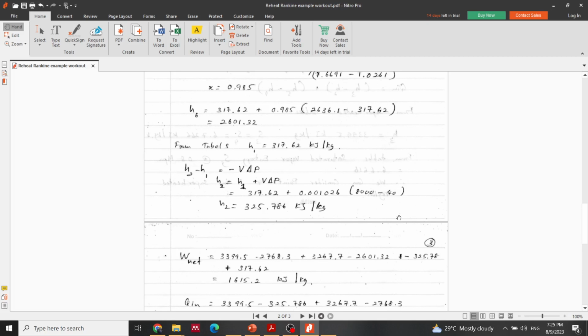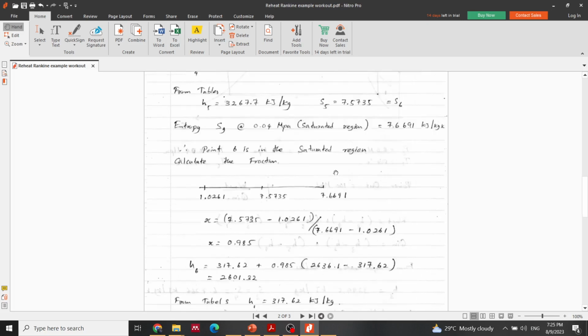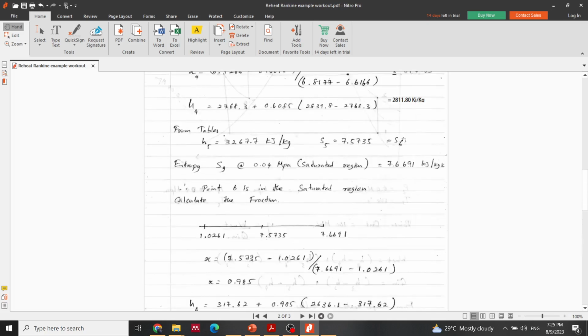Therefore, we can easily find the W net, right? But we have a small mistake here. The H4 value we calculated previously should be 2811.8 instead of 2768. So this value should be changed, and you can change it. I made a mistake, that's why it is there. So this value should be 2811.8.